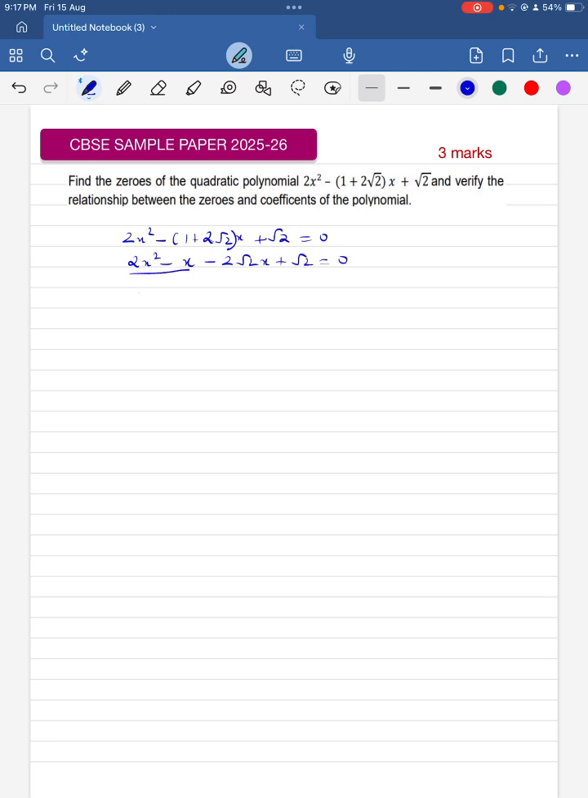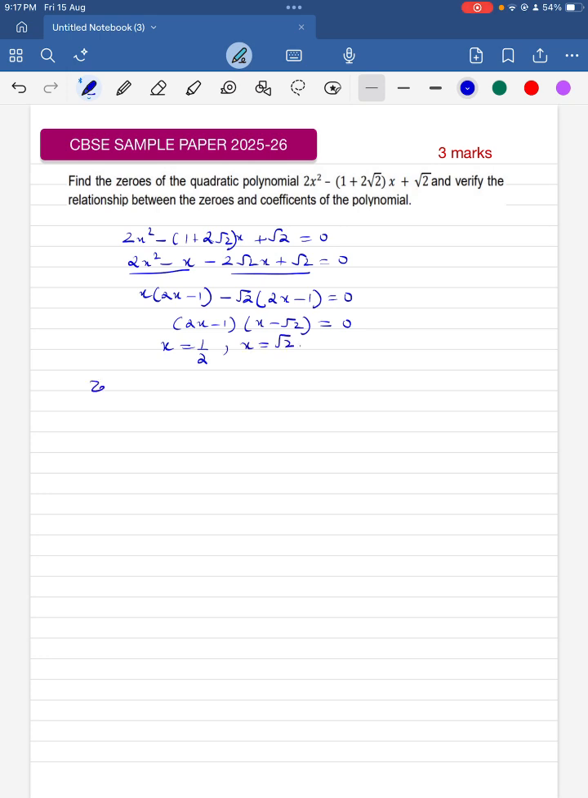From these two terms, I can take out x common. So 2x minus 1. From these two, I could take out minus root 2 common and I would have 2x minus 1. Now I could take out 2x minus 1 common and x minus root 2 would go into the bracket. Now if I equate each of these terms to 0, I would get the values of x as 1 by 2 and x is equal to root 2.